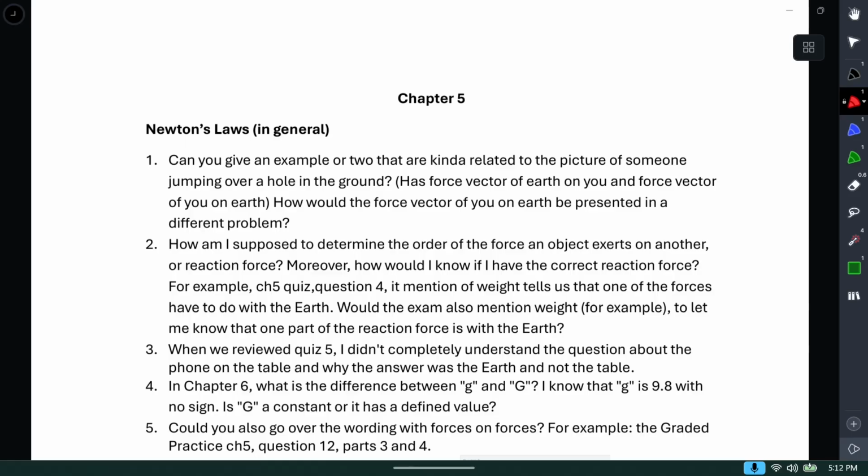Can you give an example or two that are kind of related to the picture of someone jumping over a hole in the ground? How would the force vector of you on Earth be presented in a different problem? So, yeah, this was that one where you got a guy jumping over, and I said, yeah, the Earth pulls on you. We all know that. But the third law says you also pull on the Earth.